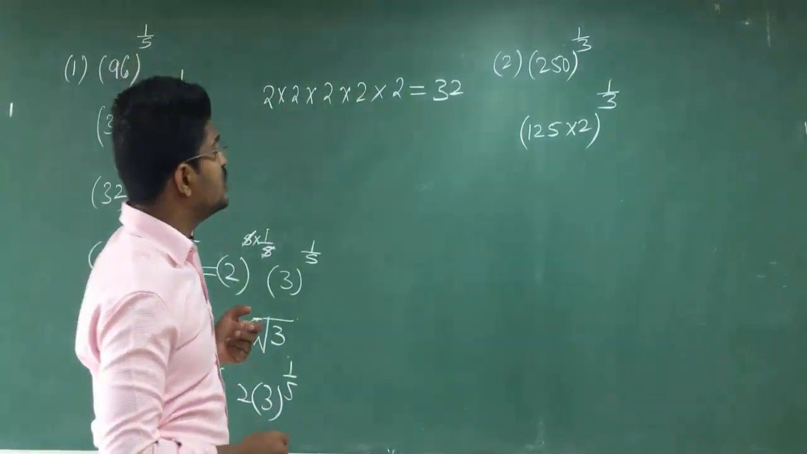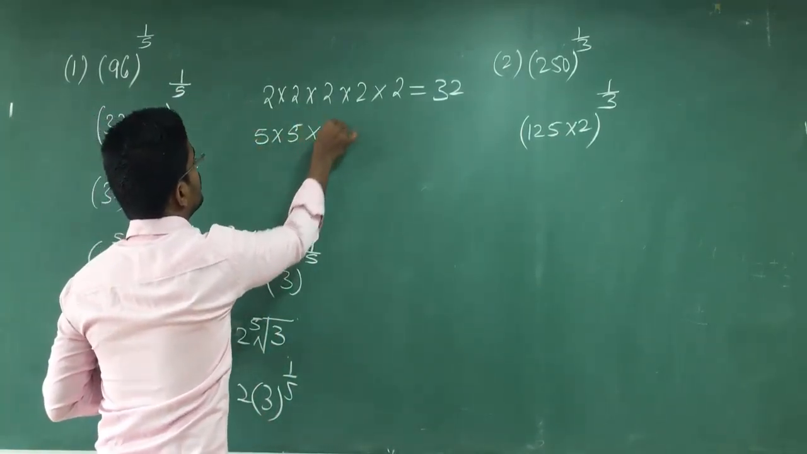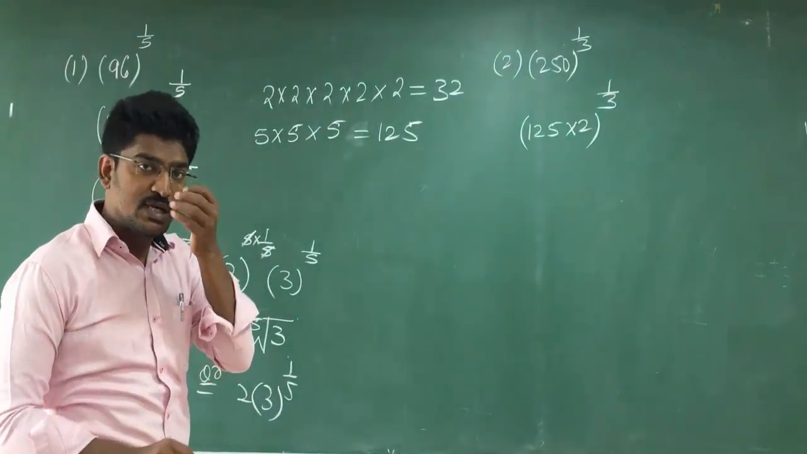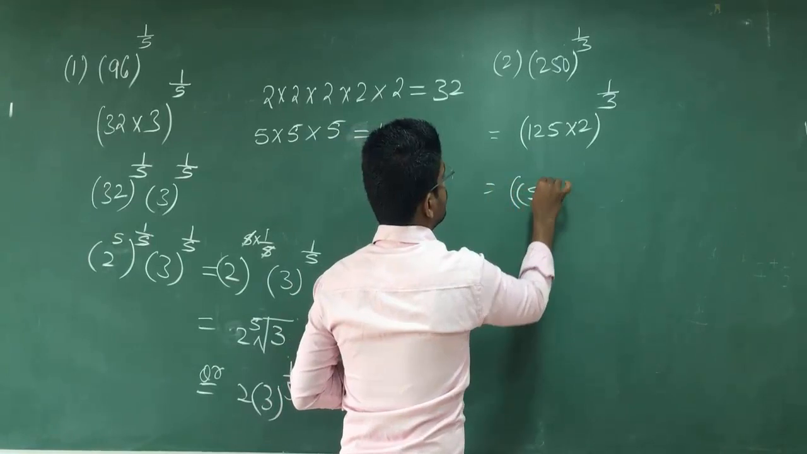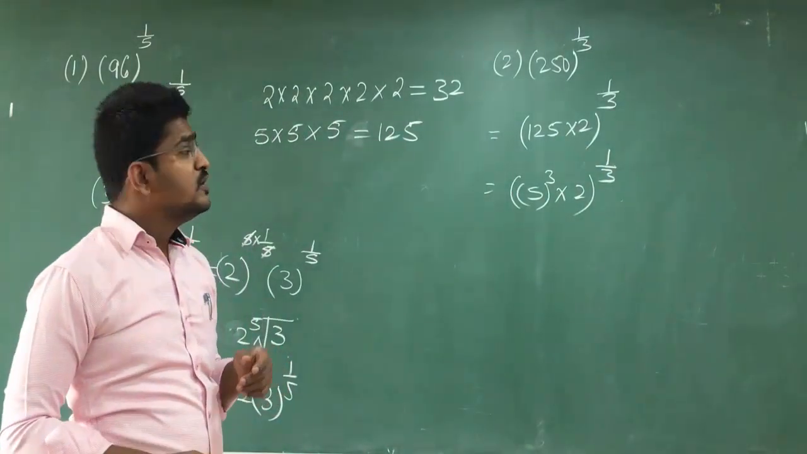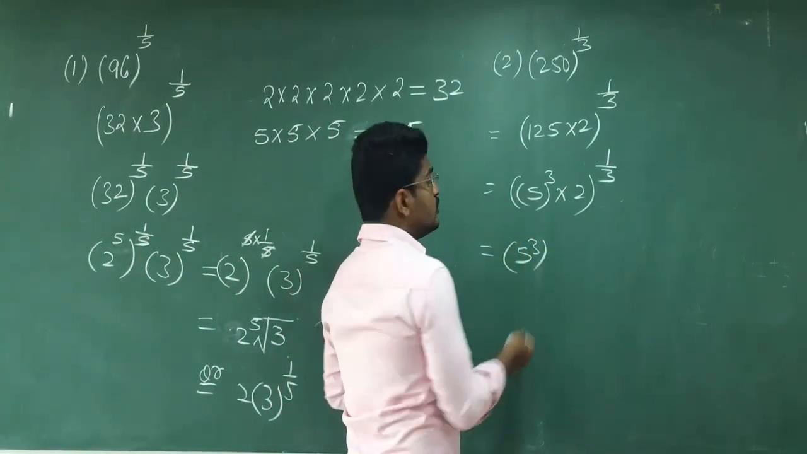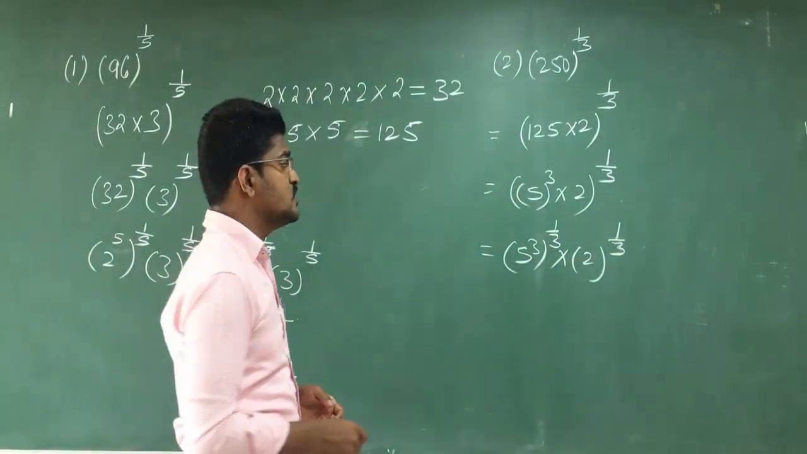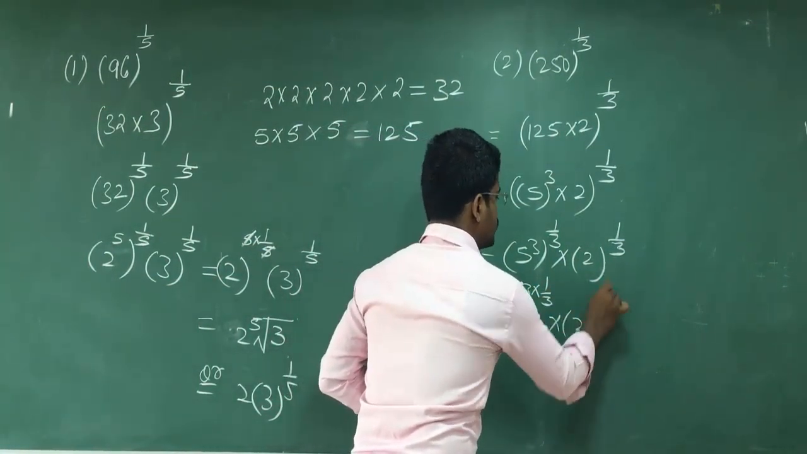Clear? Now you must know how to write 125. 5 multiplied with 5, again multiplied with 5, so it will be equal to 125. Clear students? So I will make a small change here with 125, that is 5 to the power of 3 multiplied with 2, whole to the power of 1 by 3. Again if I simplify this for the next step, 5 to the power of 3 whole to the power of 1 by 3 multiplied with 2 to the power of 1 by 3. Clear? So again if I simplify this, 5 to the power of 3 into 1 by 3 multiplied with 2 to the power of 1 by 3.